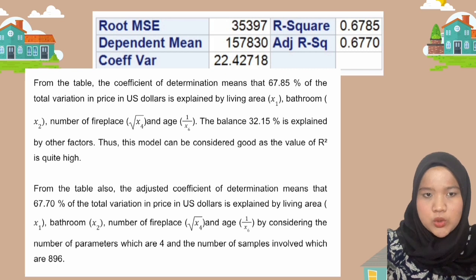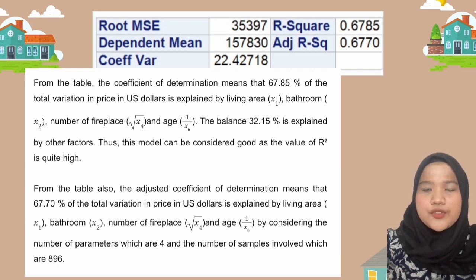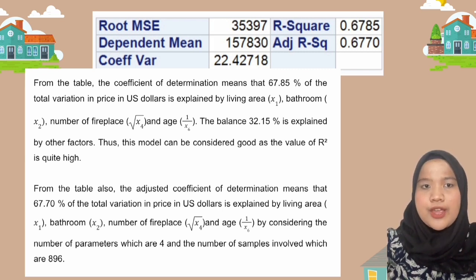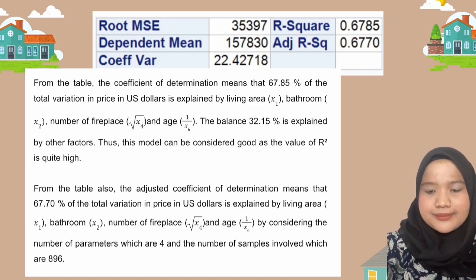From the table also, the adjusted coefficient of determination means that 67.70% of the total variation in price in US dollars is explained by living area x1, bathroom x2, number of fireplaces square root of x4, and age 1 over x6, by considering the number of parameters which are 4 and the number of samples involved which are 896.